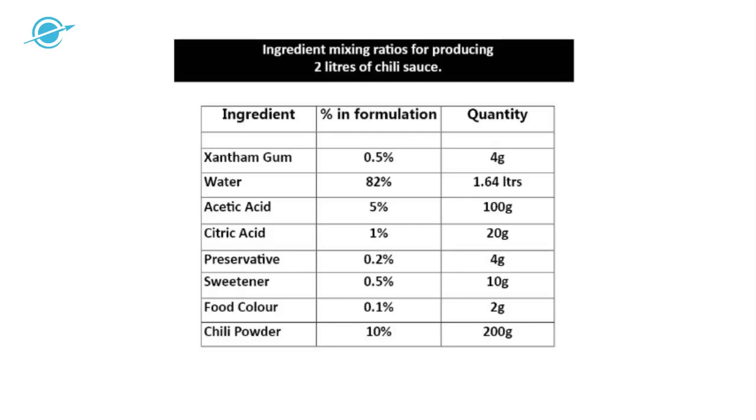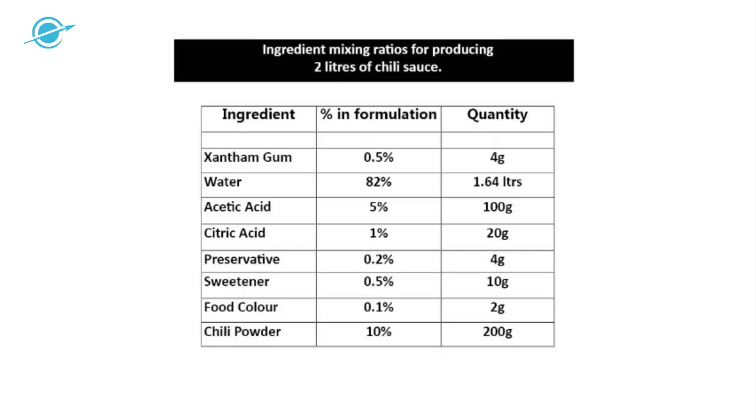The other ingredient that we have used here is water. We used 82% of water, which translates into 1.64 liters, and it is the one that we have used together with the sand and gum to create a base of this viscosity or thickness. However, other ingredients are as follows.